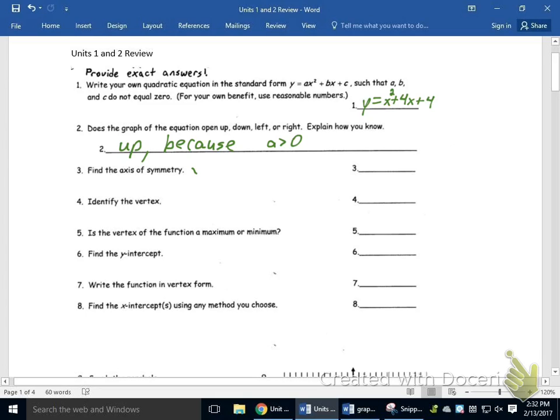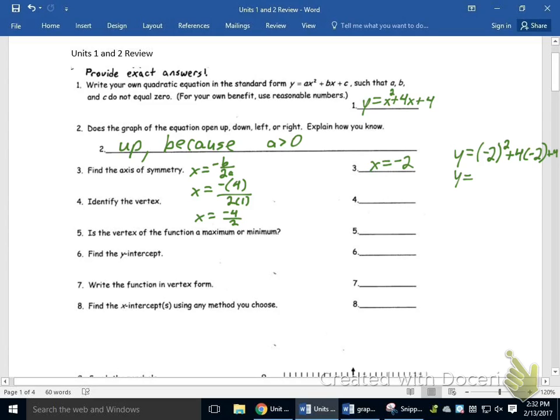Axis of symmetry, remember to use negative b over 2a. On the problem that I have, this will be negative 4 divided by 2 times 1, which is negative 4 over 2, which is negative 2. So x equals negative 2 for number 3. For number 4, all I've got to do is take that and plug it right back in. So y equals x squared plus 4 times x plus 4.